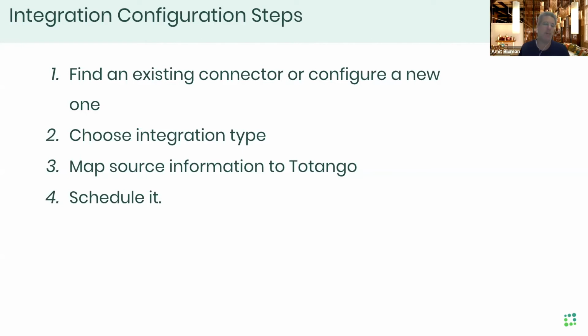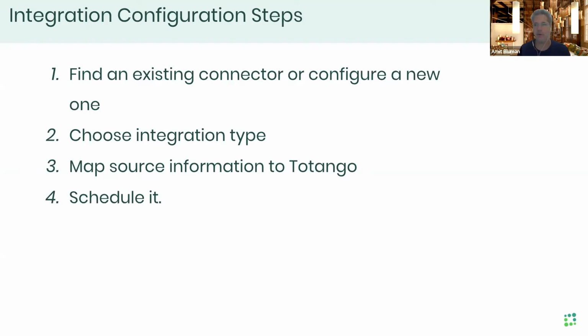Second step is to choose the integration type. Tell us if you want to upload usage information or subscription information of accounts, contacts information, opportunities, whatever. Just tell us which type of integration it is. It's very powerful. It actually derives and builds part of the data model in Totango. Third, map source information into Totango. This is as simple as it sounds. Just select a field here and select the Totango attribute on the other end, and it connects. And the last one, schedule it. Say that you want it on Monday and Wednesday evening. That's it. Then click OK. You are there. This is how simple it is.